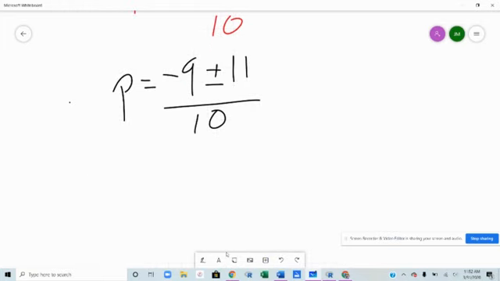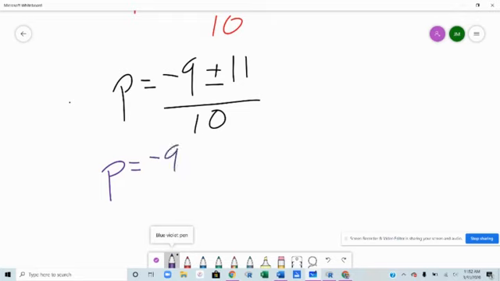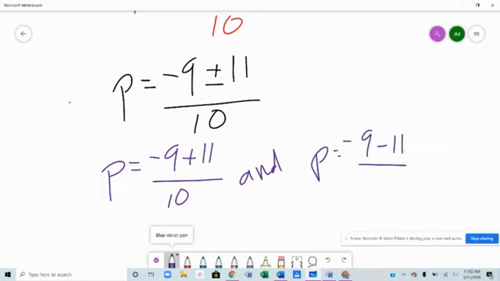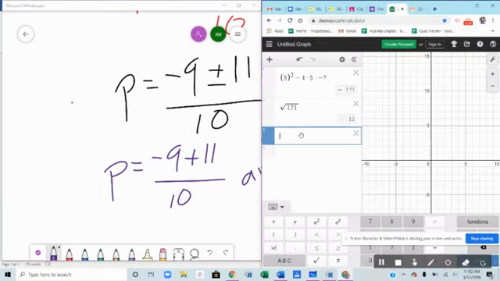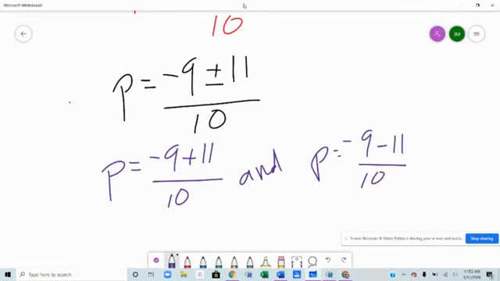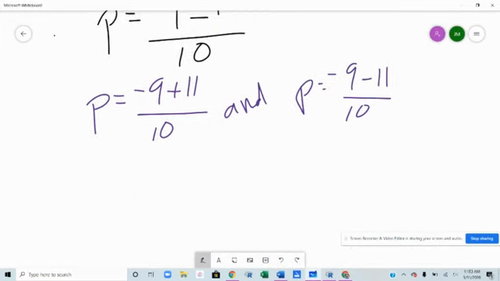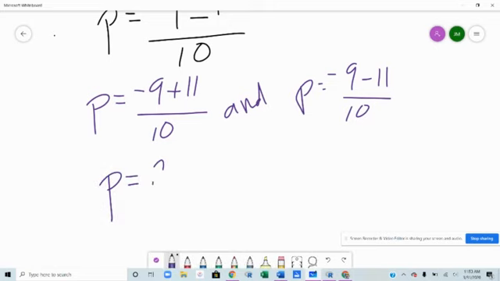Now you're going to take your answers and split them up into their 2 different parts. One time you're going to have adding and one time you are going to have subtracting. So P equals -9 plus 11 divided by 10. And P equals -9 minus 11, all divided by 10. Going back to Desmos, you can type your numerator, -9 plus 11 in a set of parentheses, divided by 10. You get 0.2. So your first answer is P equals 0.2, no rounding because that is already left with less than a hundredth place.